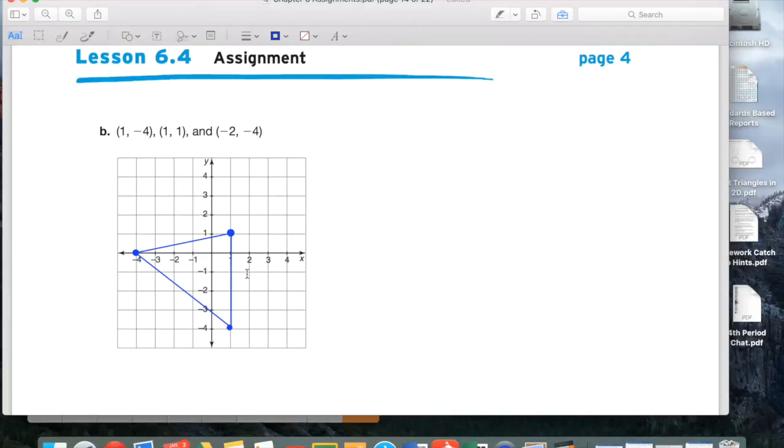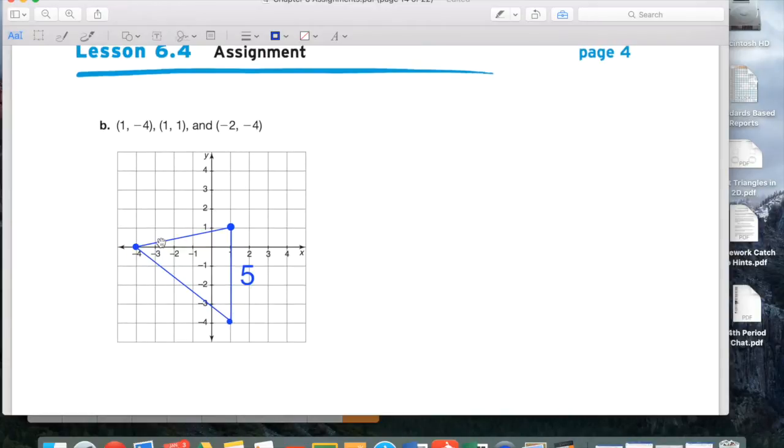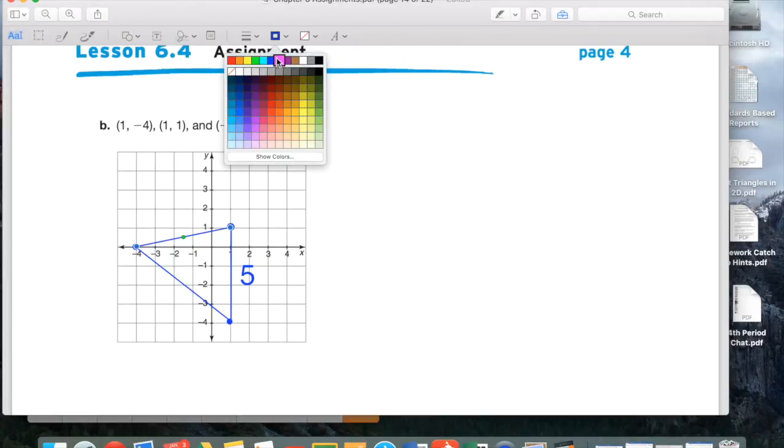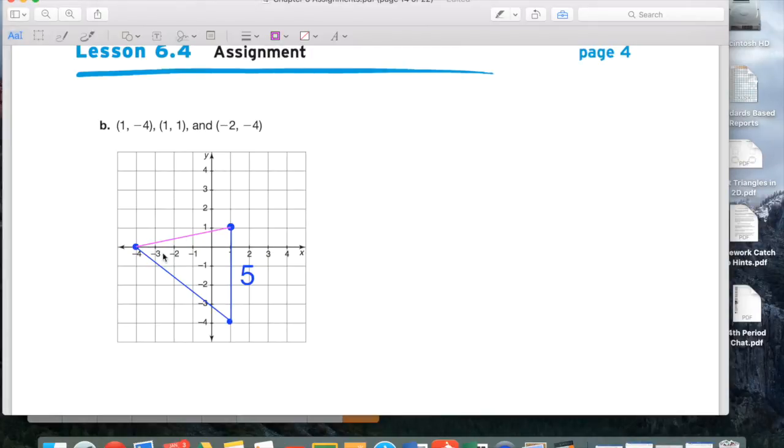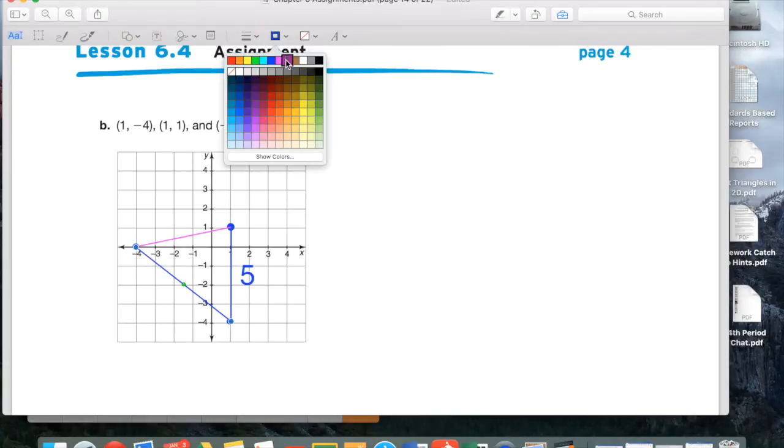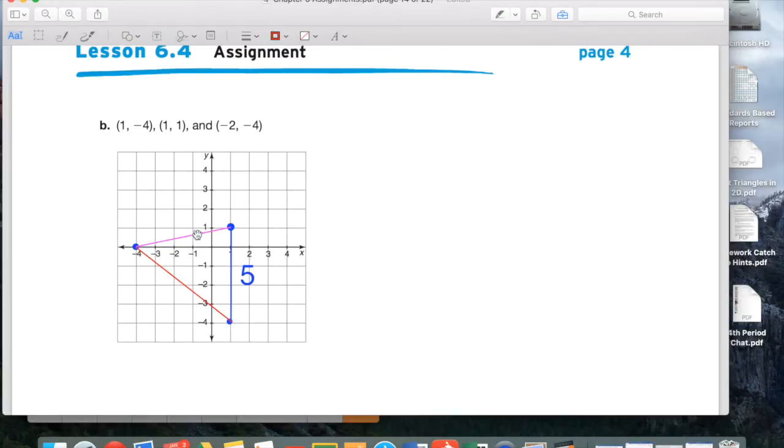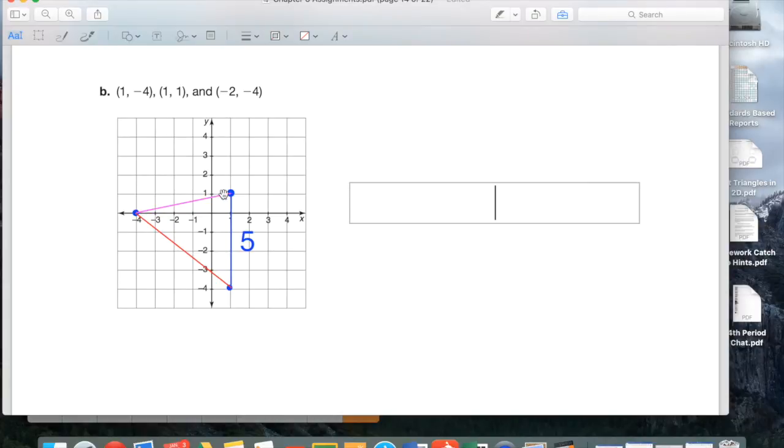So I think that the easiest side is going to be this vertical line right here. So 1, 2, 3, 4, 5 units. And then we need to find this right here, because it is a diagonal, and this one over here, which is a diagonal. So we're going to start by finding the distance of this pink line, and we know that A is 1 unit because it goes up 1 on the graph, and B is equal to 1, 2, 3, 4, 5 over, and C is our unknown.